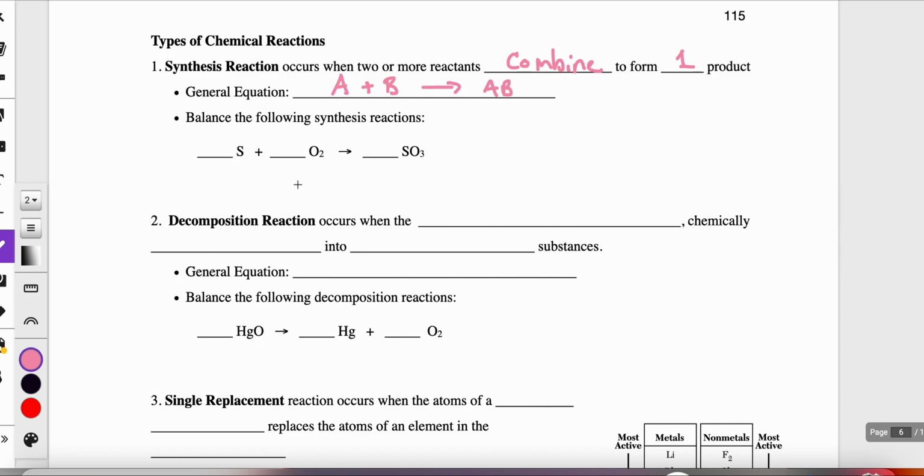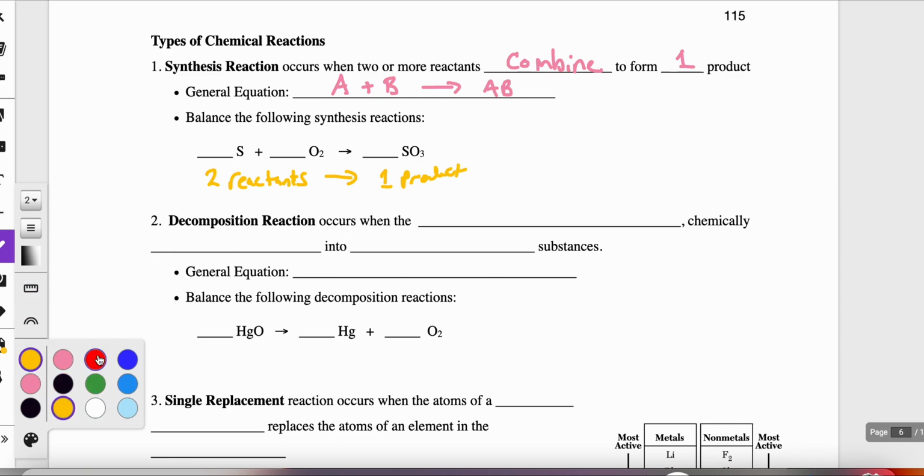So take a look. Here is an actual synthesis reaction. And if you take a look, you will see to the left of the arrow, you have two reactants. And on the right-hand side of the arrow, you only have one product. So your biggest clue that a reaction is a synthesis reaction is when you only see one chemical formula on the product side.